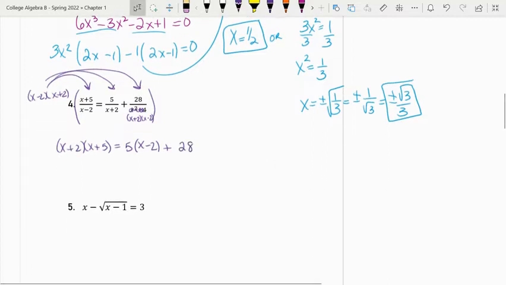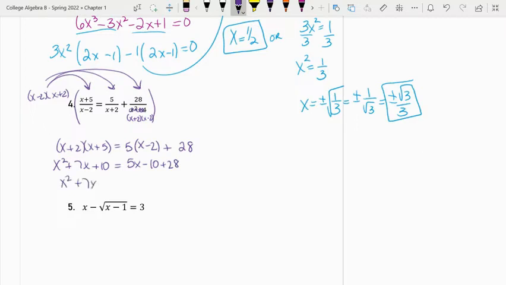So then just solve this. This will give me x squared plus 7x plus 10 equals 5x minus 10 plus 28. So that's x squared plus 7x plus 10 equals 5x plus 18. Set that equal to 0, so I'm going to subtract 5x on both sides and subtract 18 on both sides.